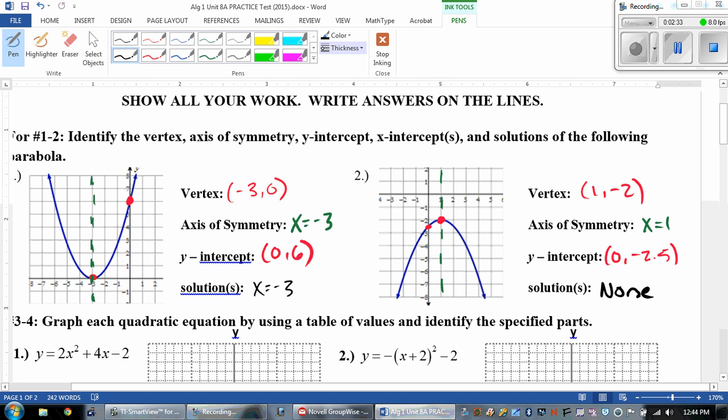Okay, so going through this, our vertex is the point 1, -2. The axis of symmetry is x equals 1. The y-intercept is 0, -2.5. It's in between the -2 and -3. And the solutions, remember, we're looking to see, does it cross the x-axis? And since it doesn't, that's why we write none.